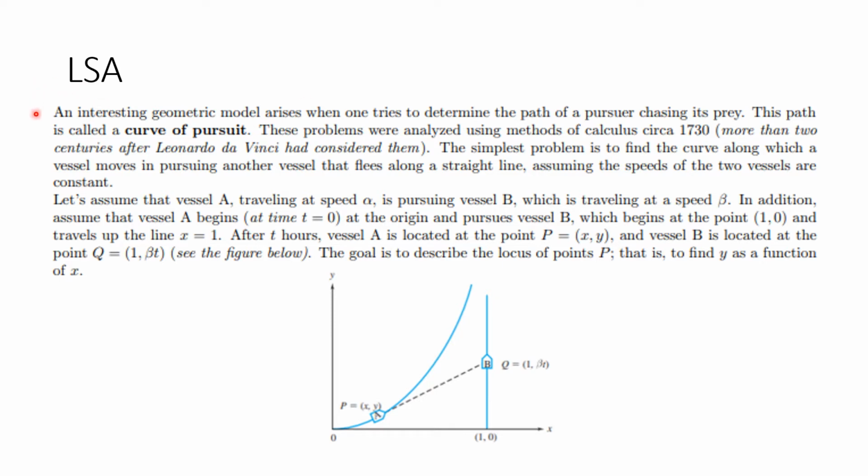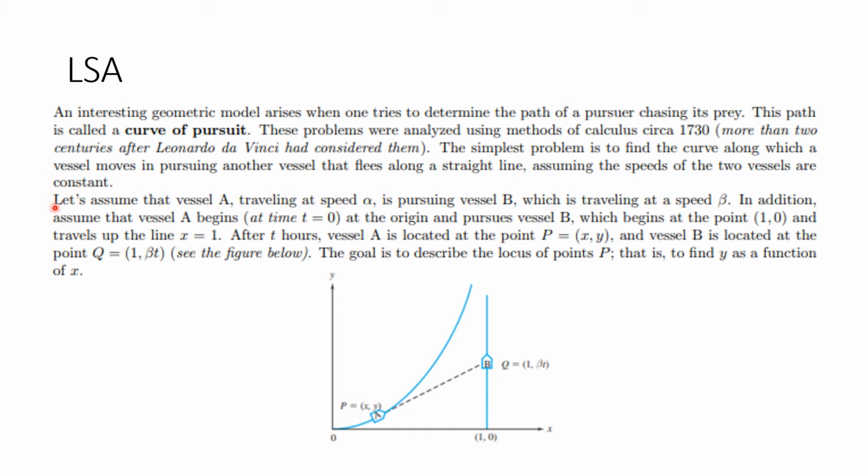So here's the LSA. An interesting geometric model arises when one tries to determine the path of a pursuer chasing its prey. This path is called a curve of pursuit. These problems were analyzed using methods of calculus long ago, but this is more than 2 centuries after Da Vinci had considered them in general. The simplest problem is to find the curve along which a vessel moves in pursuing another vessel that flees along a straight line, assuming the speeds of the two vessels are constant.